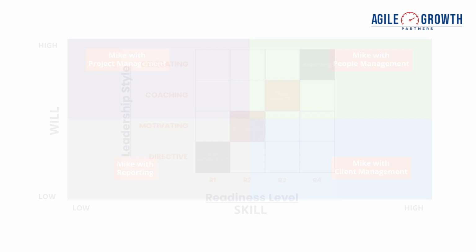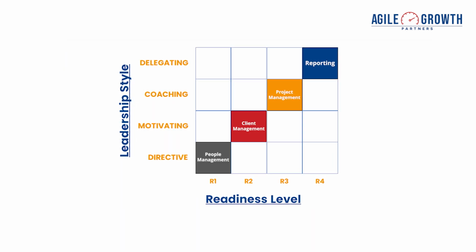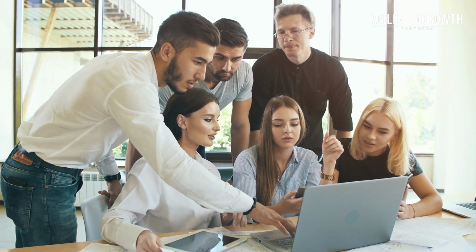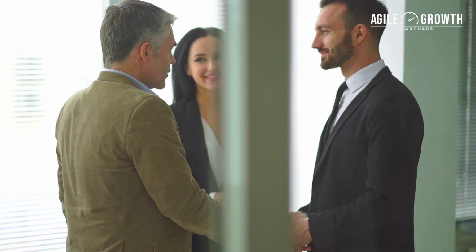Now, this will help you recognize that you can't use a single style with Mike. You can delegate people management to Mike, but you will have to motivate Mike on client management. When it comes to project management, you'll have to support and coach Mike on it. But finally, when it comes to reporting, you will have to be directive.